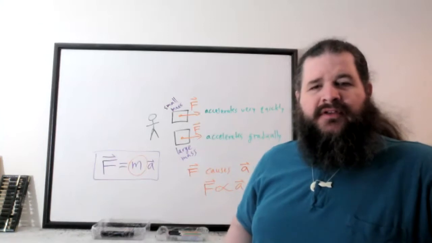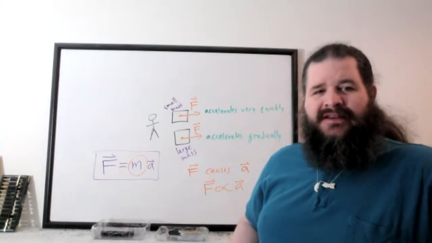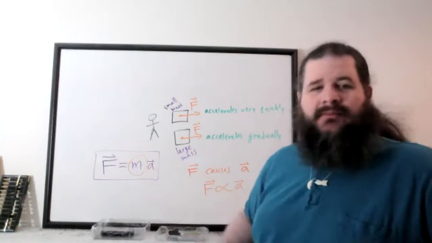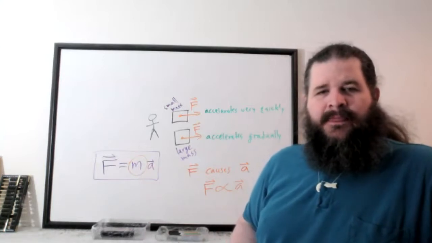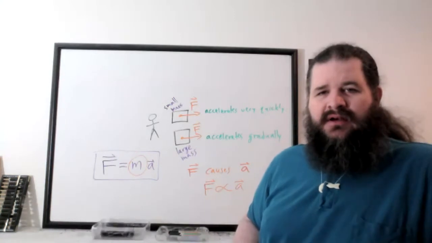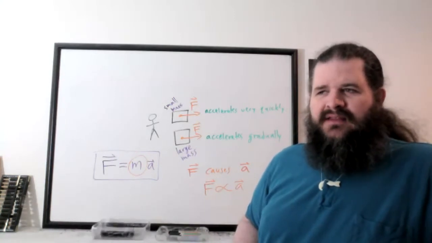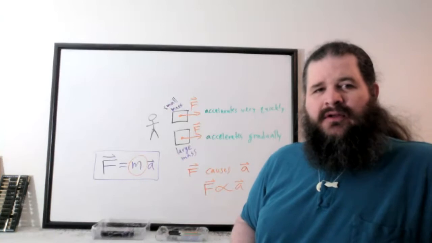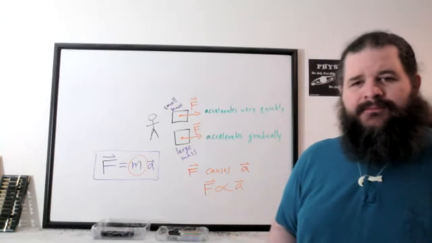So I find it very useful to think of mass as being a difficulty level. More massive means more difficult to accelerate. And of course, any force on any amount of mass is going to cause acceleration. It's just that the more massive the object is, the slower the acceleration will be.